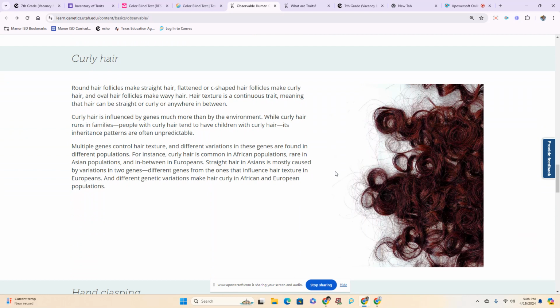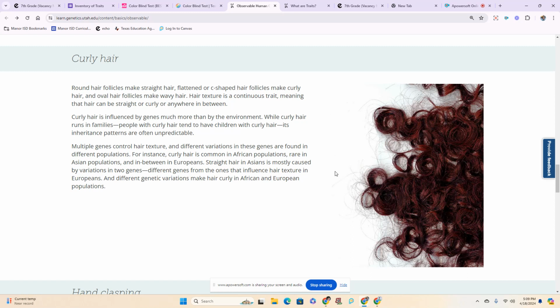Curly hair. Round hair follicles make straight hair. Flattened or C-shaped hair follicles make curly hair. And oval hair follicles make wavy hair. Hair texture is a continuous trait, meaning that hair can be straight or curly or anywhere in between.